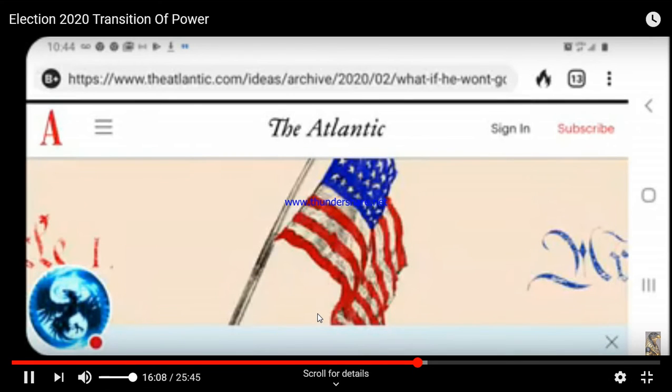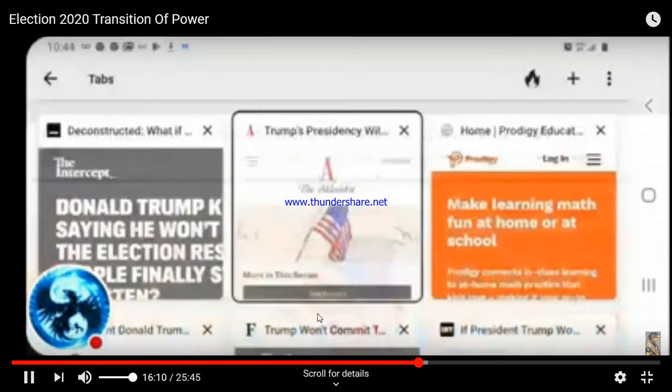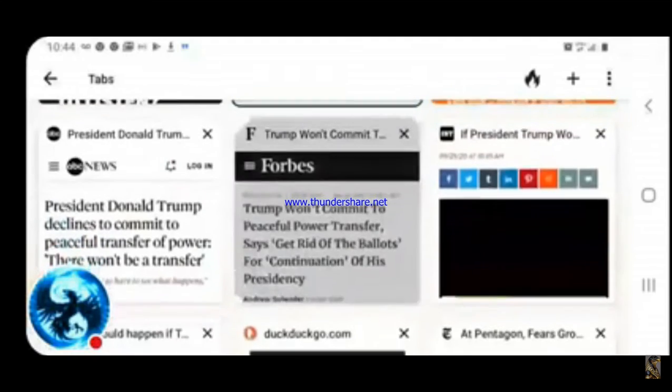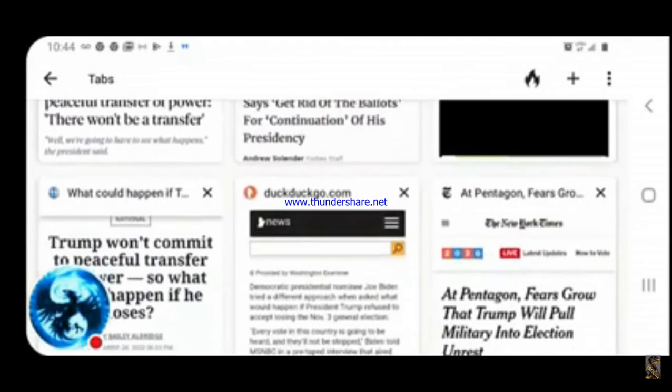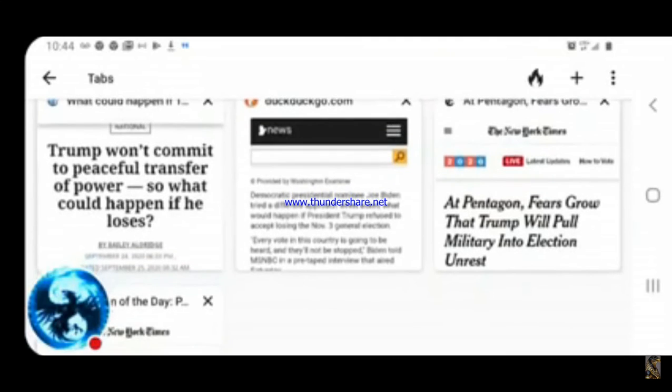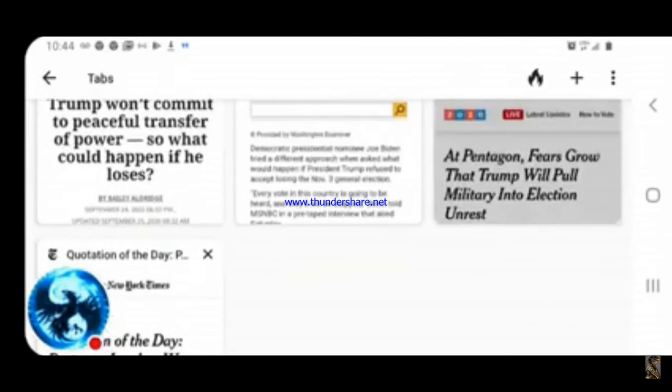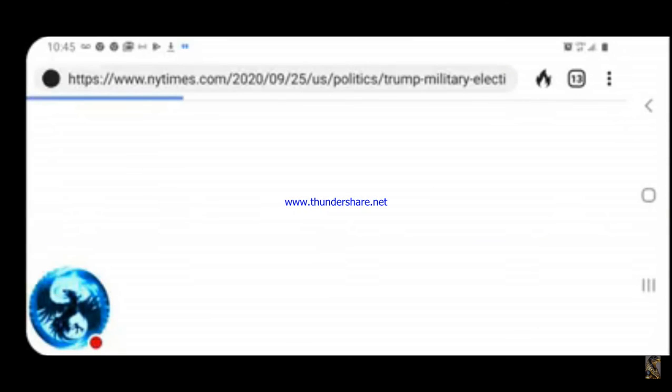You guys get the idea, right? There's a ton of these, like I said. I don't want to waste too much time. Trump won't commit to peaceful transition. President Donald Trump declines to commit to peaceful transition. Trump won't commit to, and it goes on and on and on. But this is all leading to something.